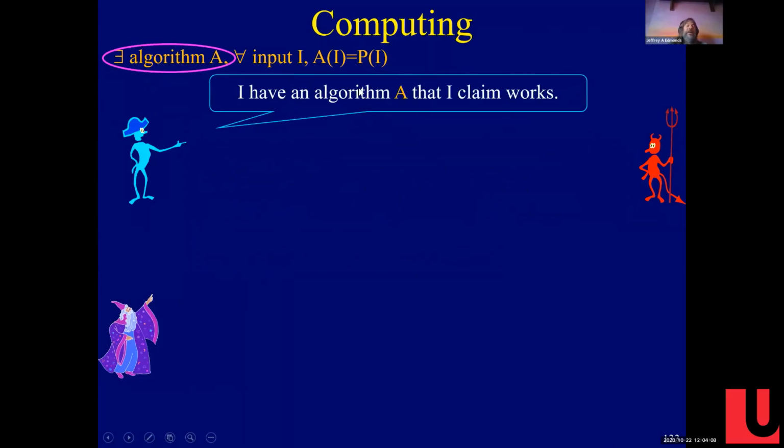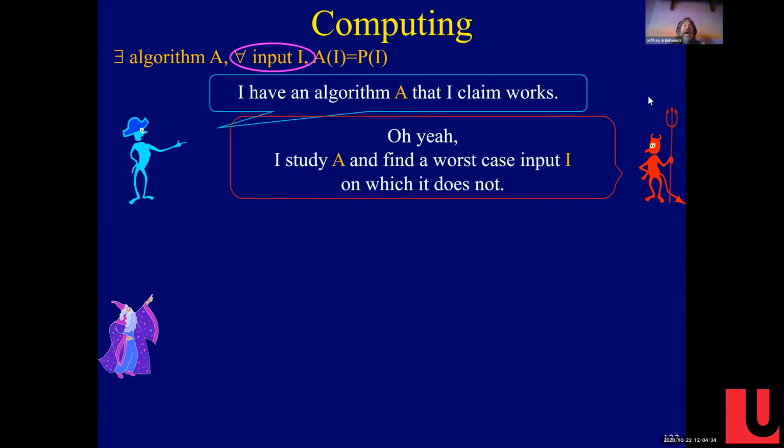So let's play the game. We go left to right. The prover, that it exists, right? It exists, so the prover has to come up with an algorithm, right? We're trying to play the game to know whether or not P is computable, right? Your boss says, hey, you're in computer science. Prove to me that P is computable. And what are you going to do? You're going to come up with an algorithm that you claim solves P.